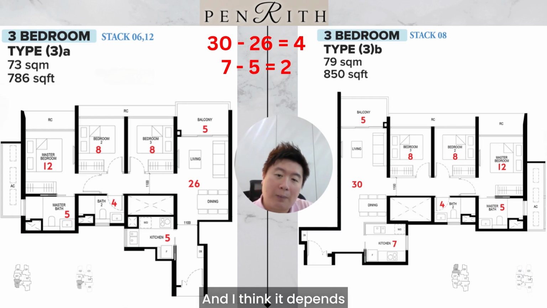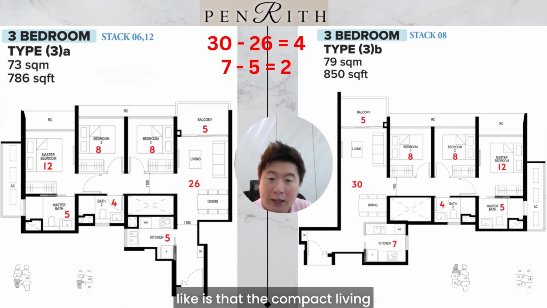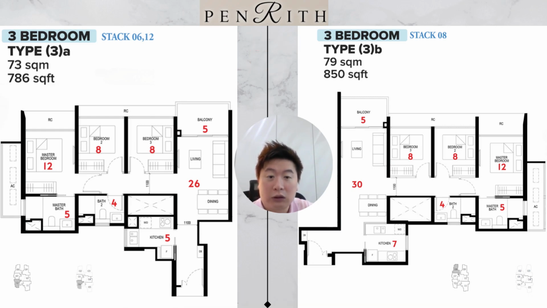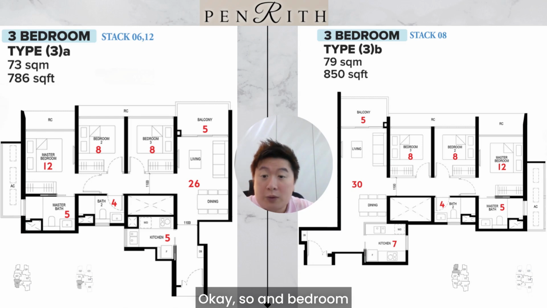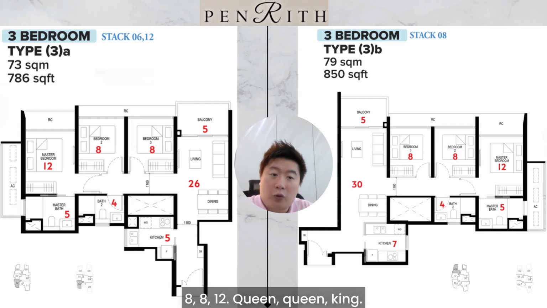And I think it depends on how you see it. What I like is that the compact living and dining, although it's smaller, still gives you a nice rectangular shape. It's just a shorter rectangle than the 850. If you look at the width, it's still the same. Okay. And bedroom sizes are all the same: 8, 8, 12, queen, queen, king.